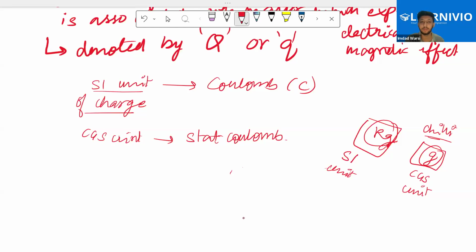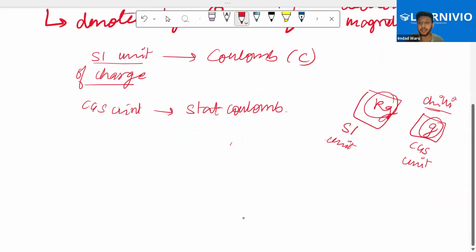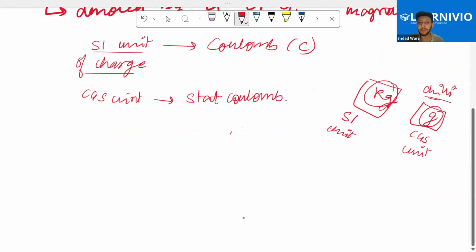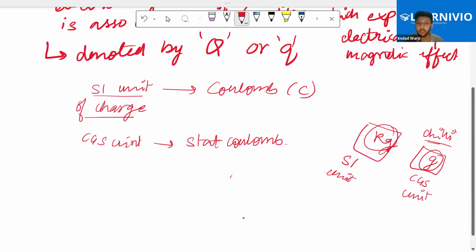Yes. So I said that the bigger unit we had was kg and the smaller was gram. Similarly, the bigger unit to measure charge is coulombs, and the smaller one is stat coulombs.